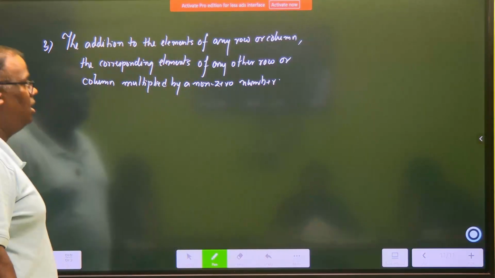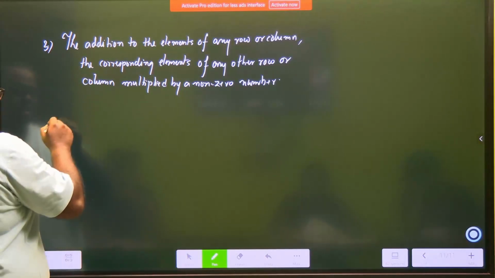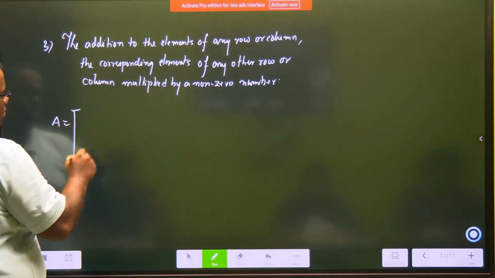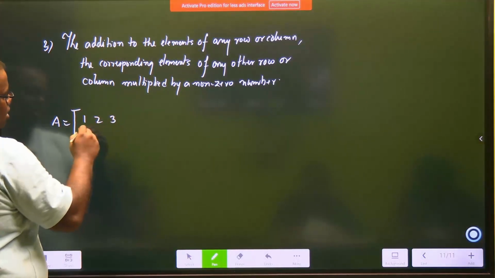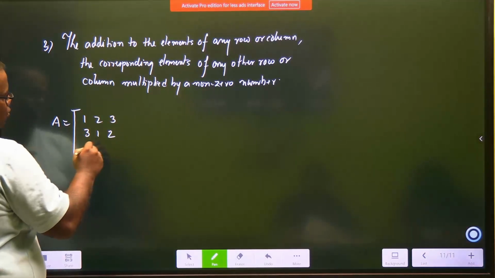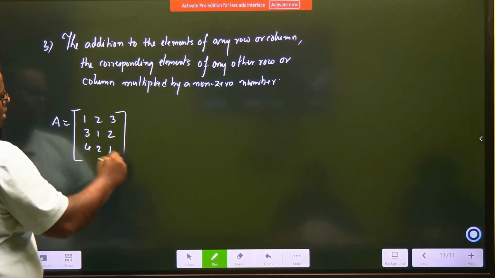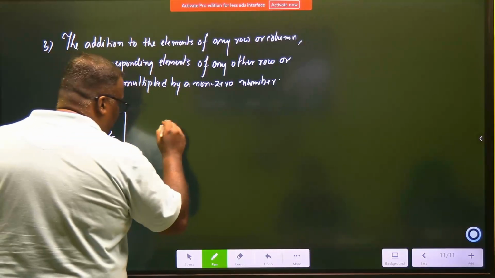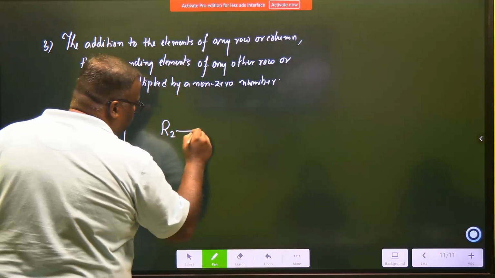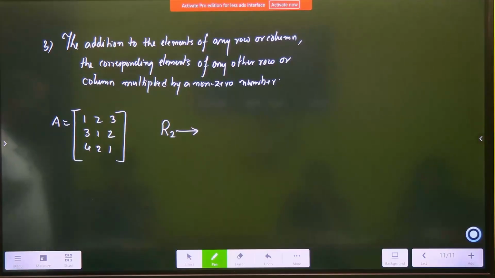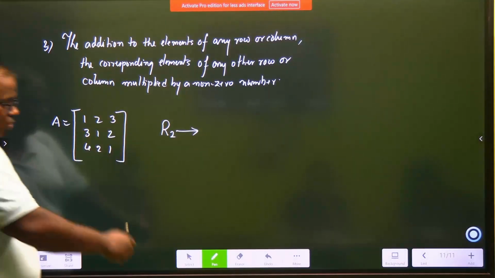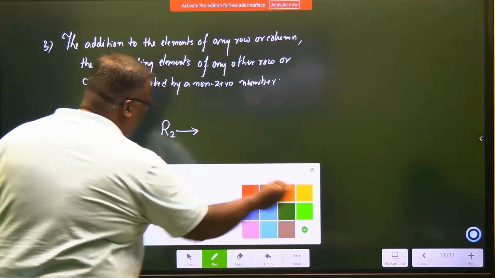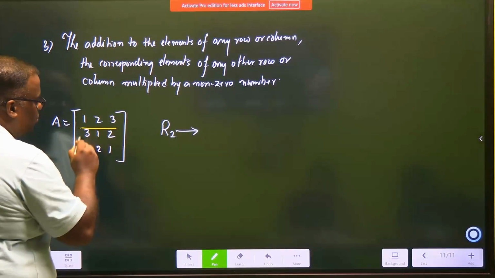So let's check what we are trying to say. Let me build up an arbitrary matrix. Let A be a matrix which is given by 1, 2, 3, 3, 1, 2, 4, 2, 1. This is my matrix, right? Now I'm performing an operation where I say my R2, which one is it? 3, 1, 2. This is my R2.